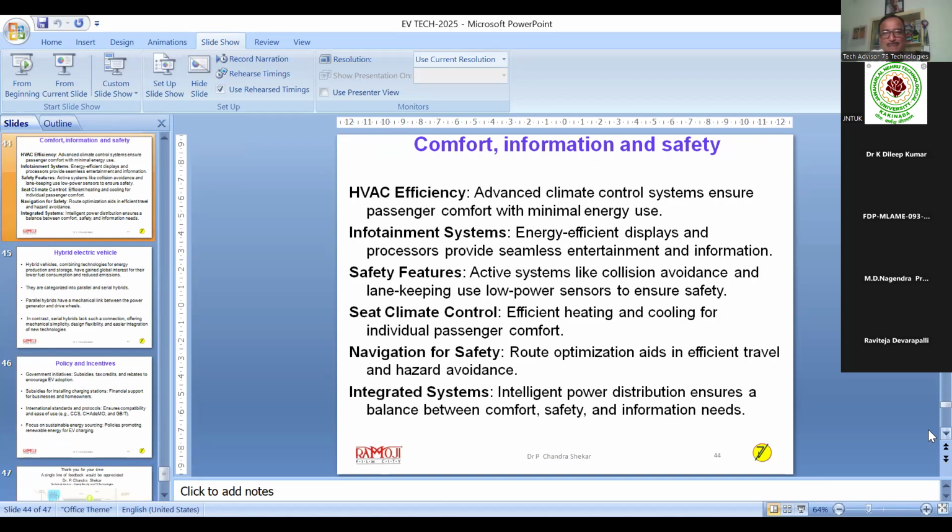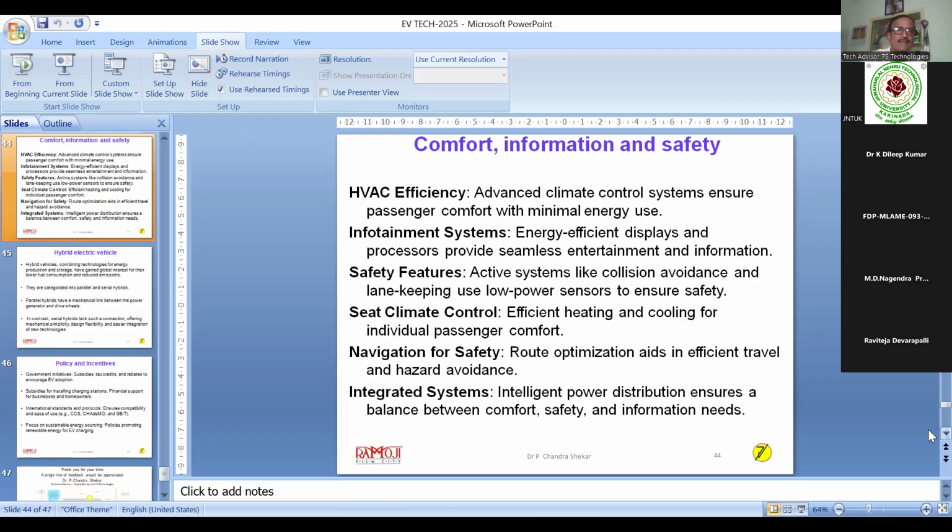Then people say, I have bought this vehicle, it should also give me comfort and safety. Advanced climate control systems ensure passenger comfort with minimum energy usage. Normally in our regular cars, we just switch on the AC, it just keeps on running. The EV cars can use pulse mode. That means the air conditioning will not be on continuously: few seconds on, few seconds off, few seconds on, few seconds off. That means you get an illusionary feeling of comfort, but not exactly total cooling.